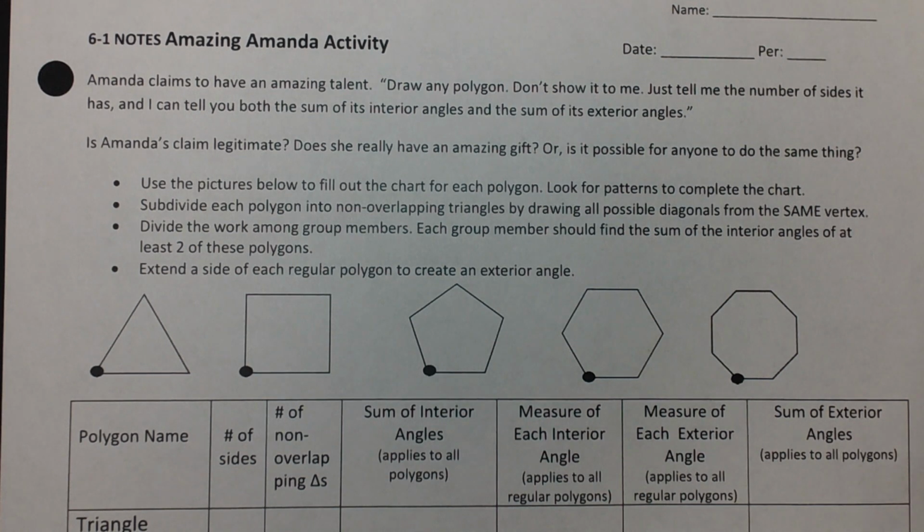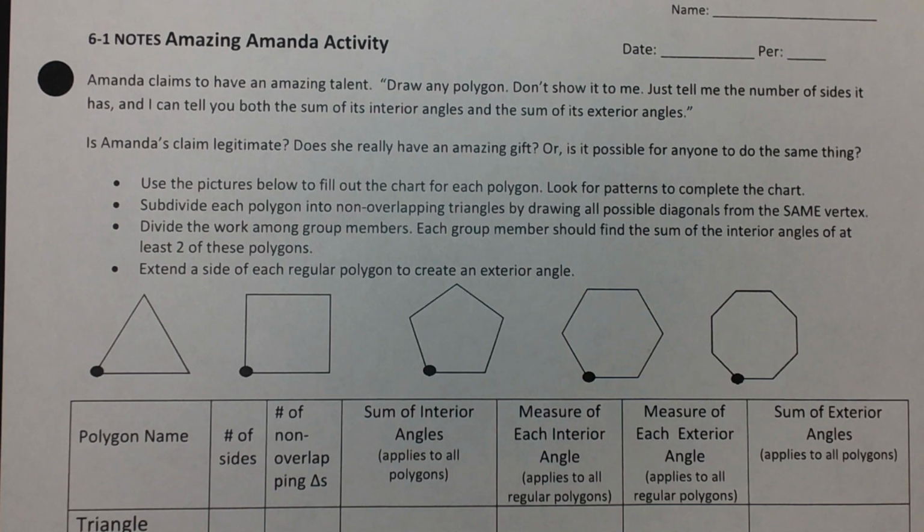Hello, today I'm going to talk to you about lesson 6-1. This is called the Amazing Amanda activity, and in this lesson they talk about this student Amanda who claims to have an amazing talent. She says, tell me the number of sides in a polygon, and I can tell you two things, not only the sum of all of its interior angles, but also the sum of its exterior angles, just by you telling me how many sides it has.